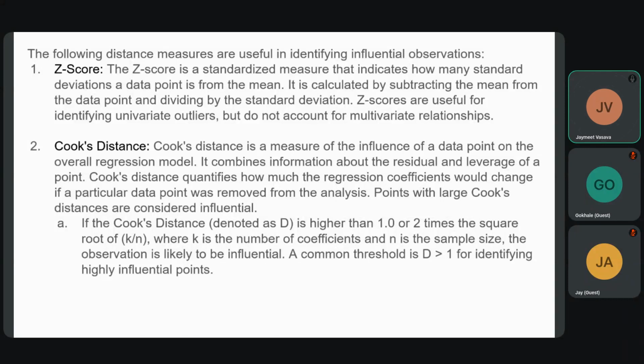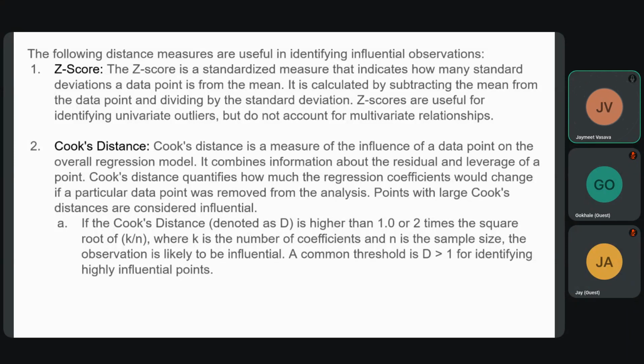Then the Cook's distance is a measure of influence of the data point on the overall regression model. It combines information about the residual and the leverage of a point. Cook's distance quantifies how much the regression coefficients would change if a particular data point was removed from the analysis. So points with a large Cook's distance are considered influential.